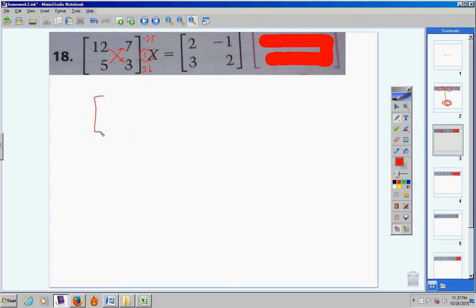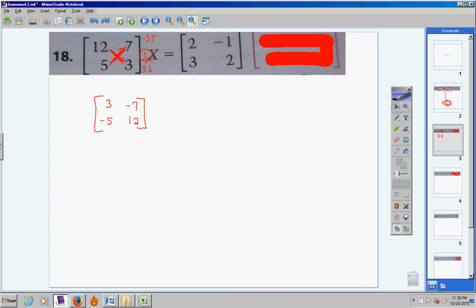The next thing you do is you change the signs of these two numbers right here. So the 5 becomes negative, the 7 becomes negative. You swap these two numbers, so the 3 goes up here and the 12 goes down here. Next, you take your determinant and you flip it. So 1 is the same thing as 1 over 1. Flip 1 over 1 and you get a 1. So put that here. Multiply it through and nothing changes.